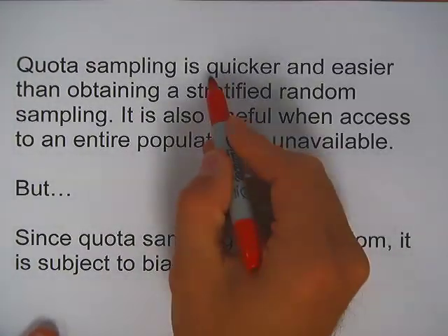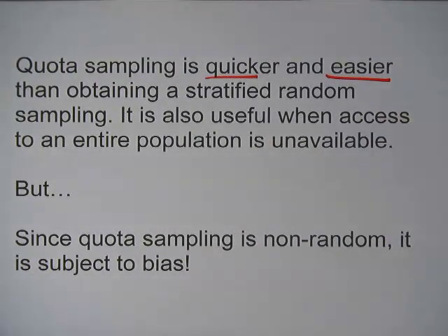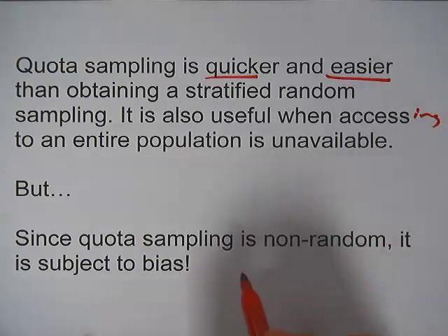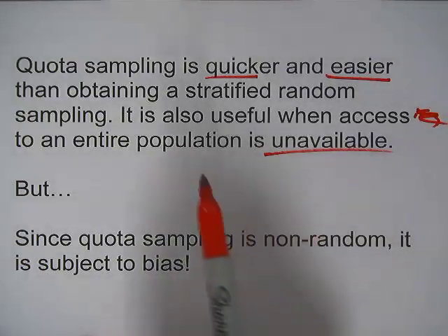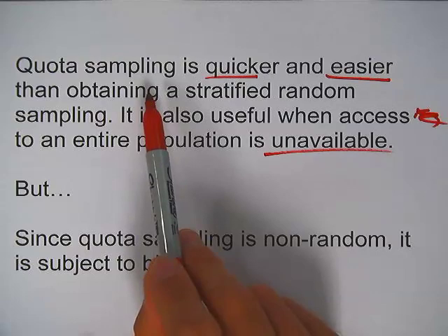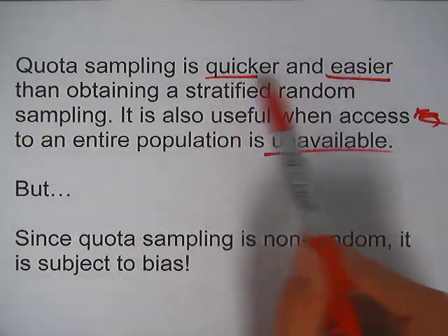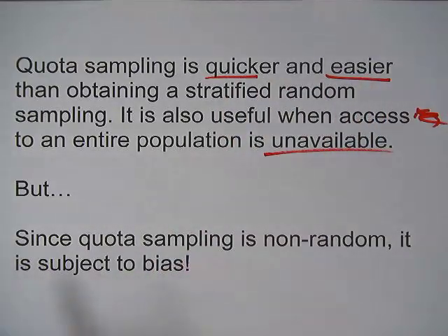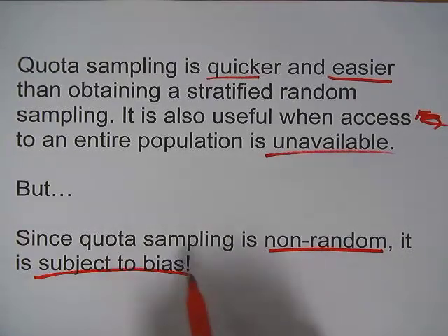So quota sampling is quicker and easier than obtaining a stratified random sample. It is also useful when access to an entire population is unavailable. Okay, so you can use quota sampling kind of as a last resort when your population isn't available or when you're constrained by time. But quota sampling is non-random, so it is subject to bias.